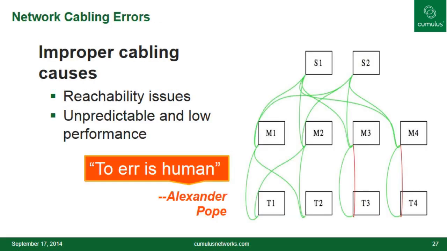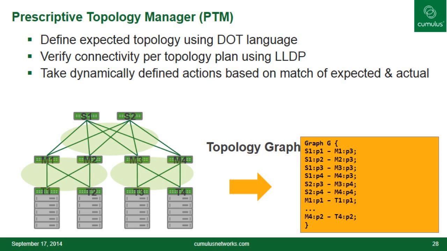So improper cabling errors cause reachability issues. They cause unpredictable and low performance. And unfortunately, sometimes you will not be able to detect these errors. People have resorted in the past to using things like numbered interfaces, like I pointed out, so that interfaces are in the same subnet, etc. But to me, that's using a cannonball to kill a mosquito. And there are much simpler tools that you can deploy, such as PTM that you have now, to actually do the right thing.